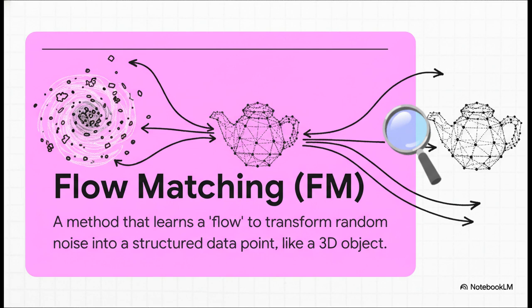So this general idea is called flow matching. The goal here is to train a model to learn what's called the velocity field. Think of it like a set of GPS instructions for every single point of random noise, telling it exactly how to move along a path until it lands precisely where it needs to be to help form the final object. Basically, the AI learns to create a flow from total chaos into perfect structure.